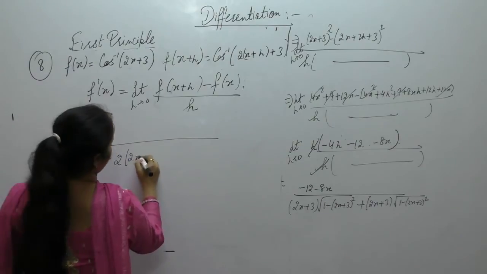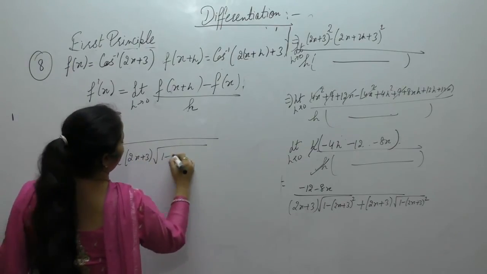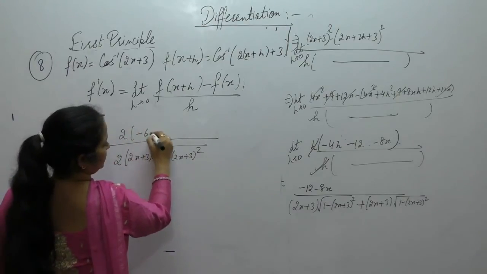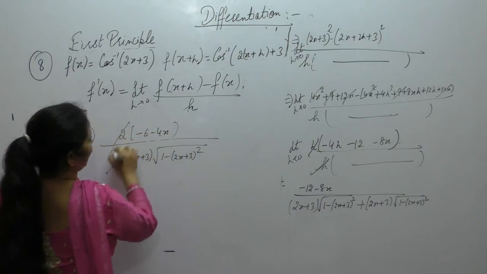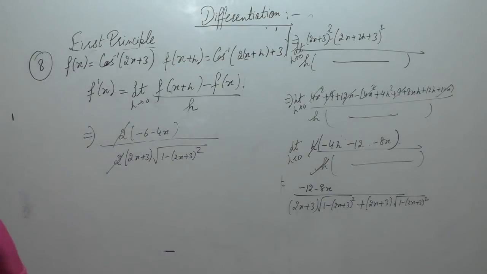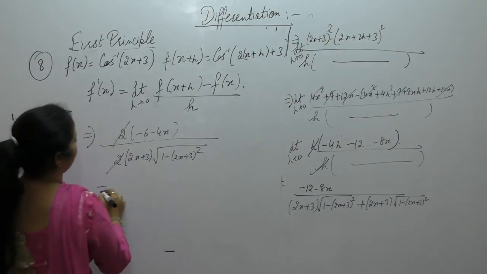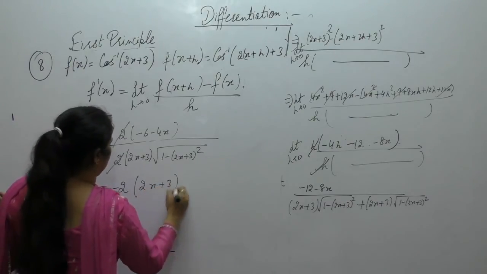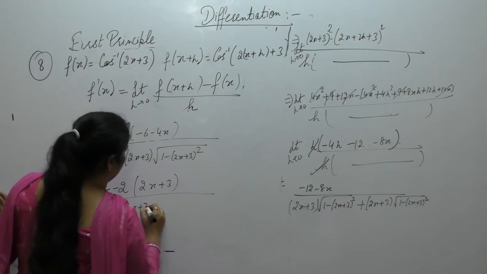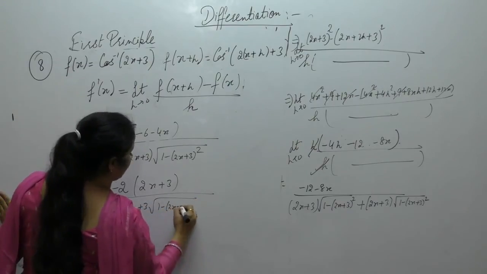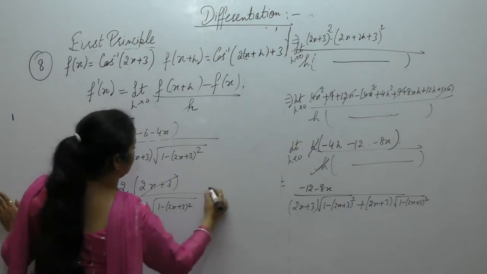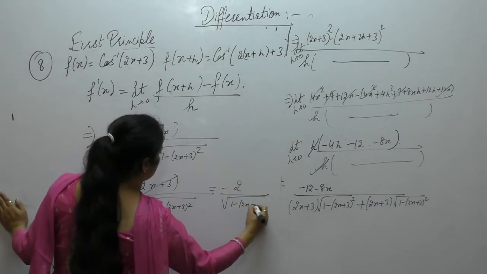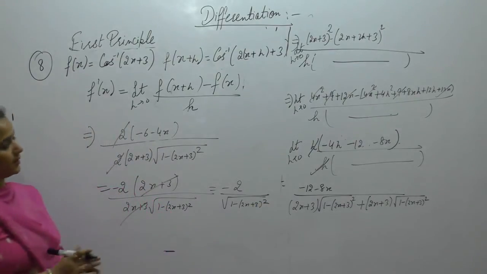Two times 2x plus 3, 1 minus 2x plus 3 whole square, 2 common, 2 will get cancelled. So if we take 2 again common from here, 2x plus 3, 2x plus 3 will get cancelled. Now we are left with minus 2 upon 1 minus 2x plus 3 whole square.